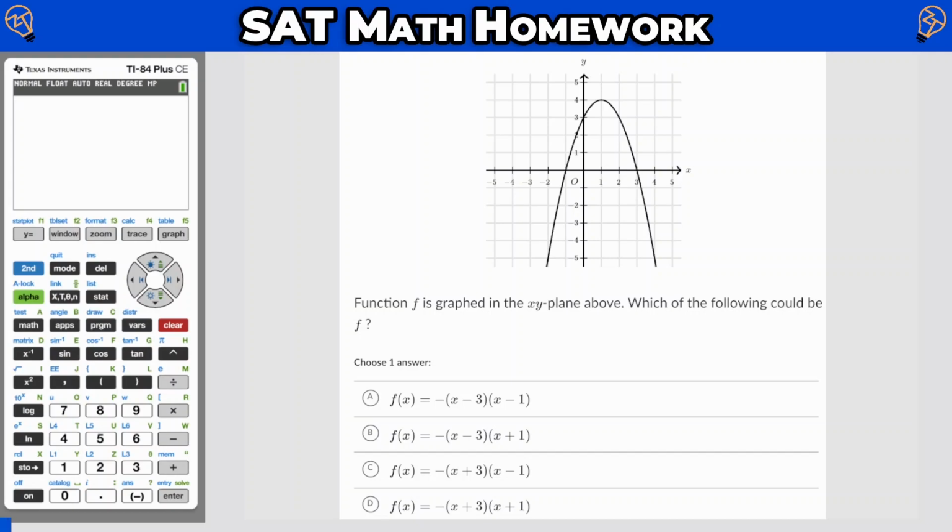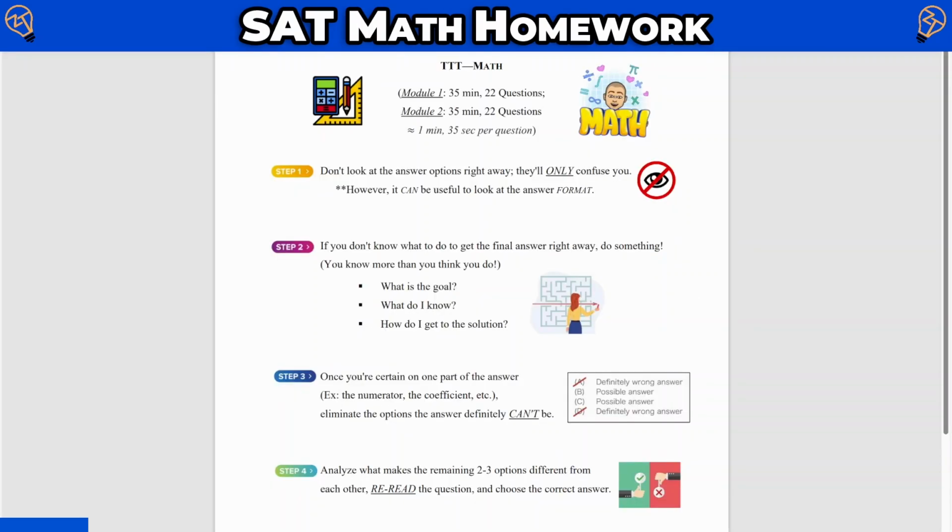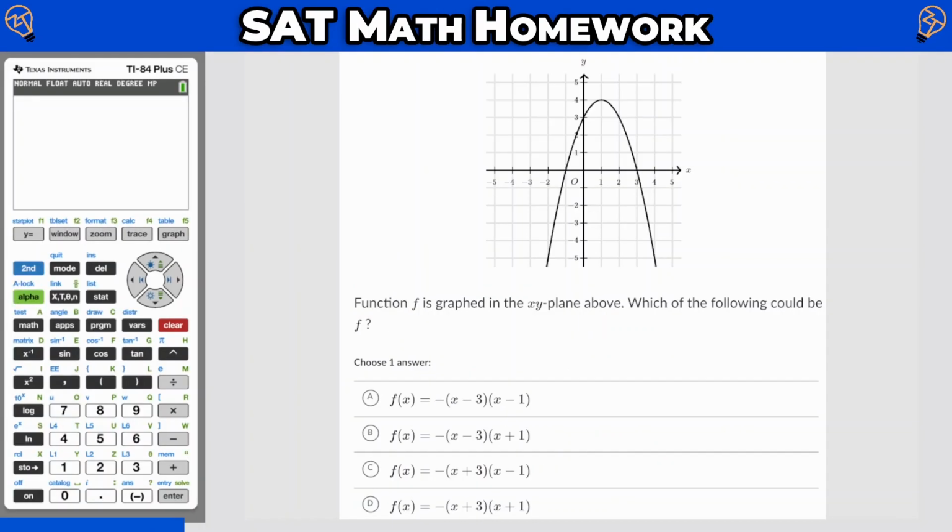When trying to determine which of these equations matches the actual graph, something that is good to note is the form that all of these are in. And notice we always mention don't look at the answer options right away. They'll only confuse you if you're trying to just get the answer right away. However, it can be useful to look at the answer format. And notice they're all in a particular form. It looks like a factored form, right?